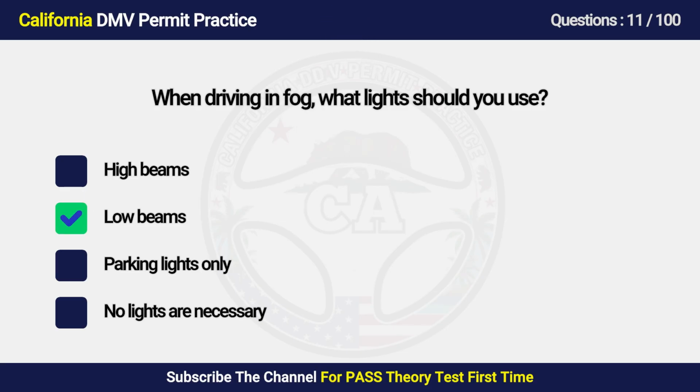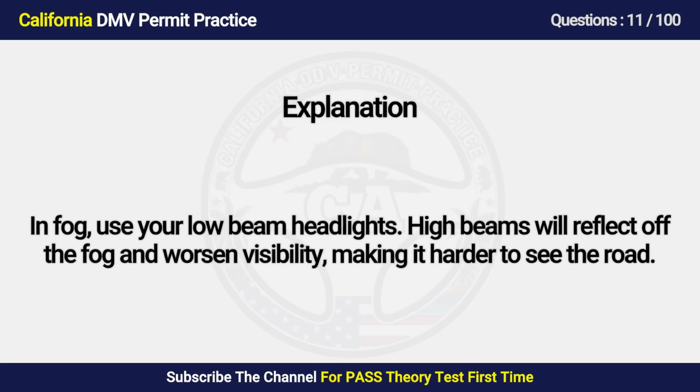Answer is B. Low beams. In fog, use your low beam headlights. High beams will reflect off the fog and worsen visibility, making it harder to see the road.